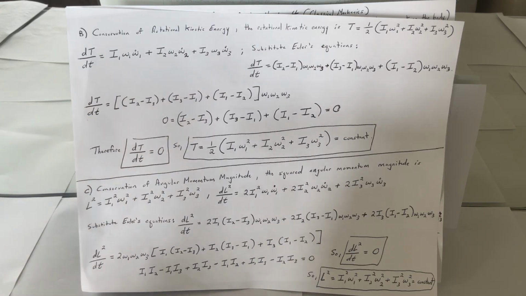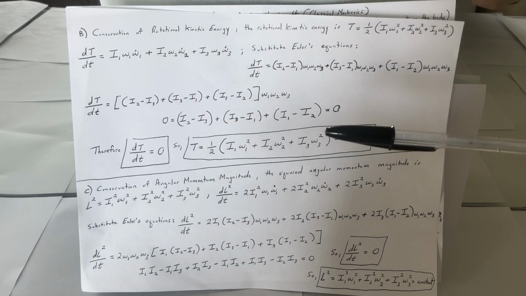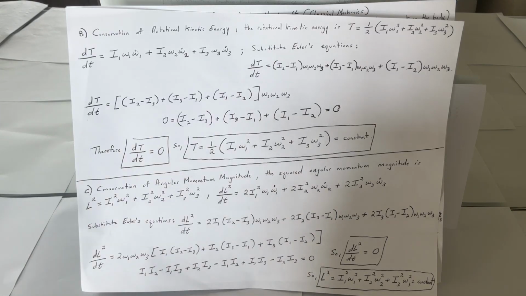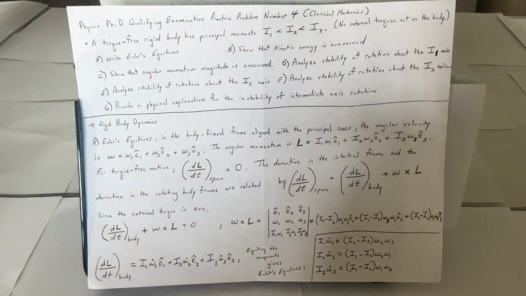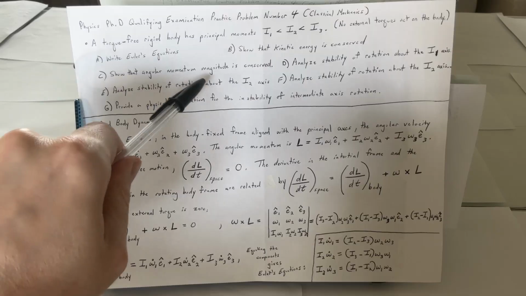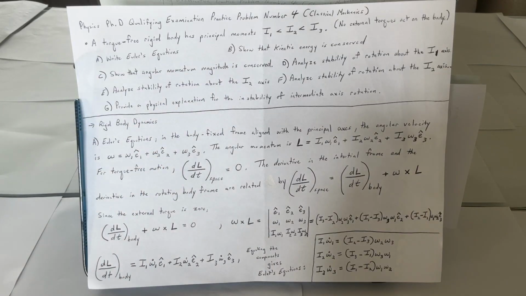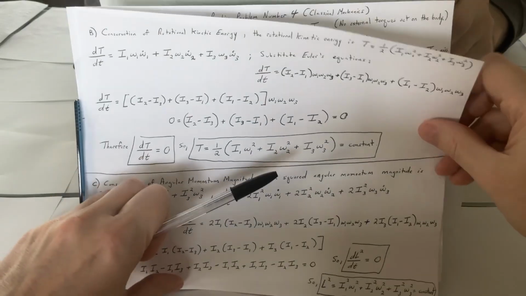So capital T equals 1/2 times the quantity I sub 1 omega sub 1 squared plus I sub 2 omega sub 2 squared plus I sub 3 omega sub 3 squared. That's going to equal a constant. Okay, so part C. For part C, show that angular momentum magnitude is conserved. Okay, so let's see if it holds up.